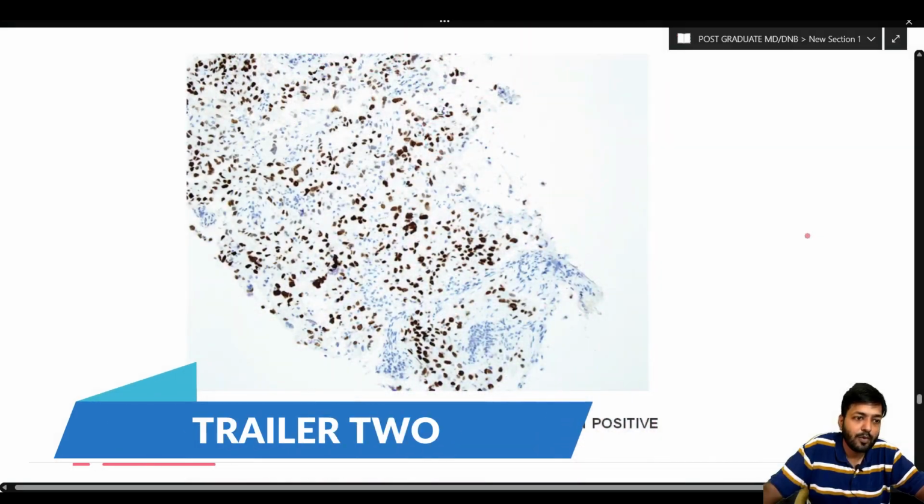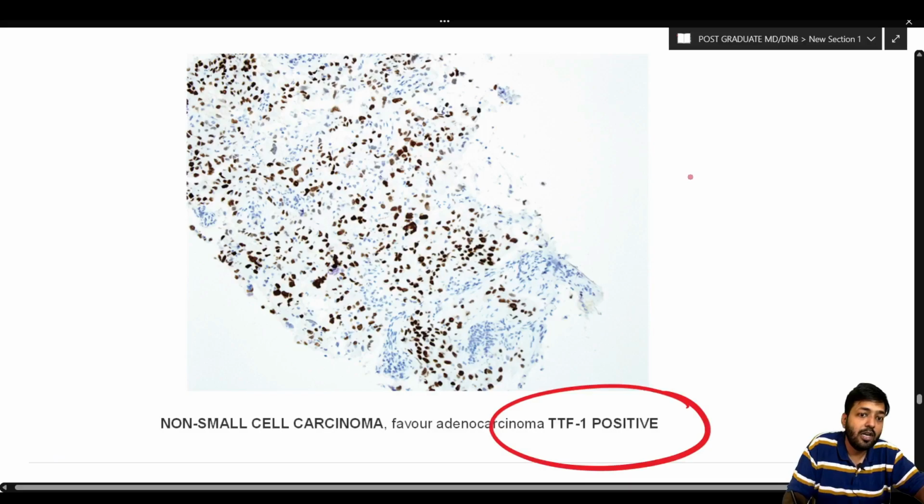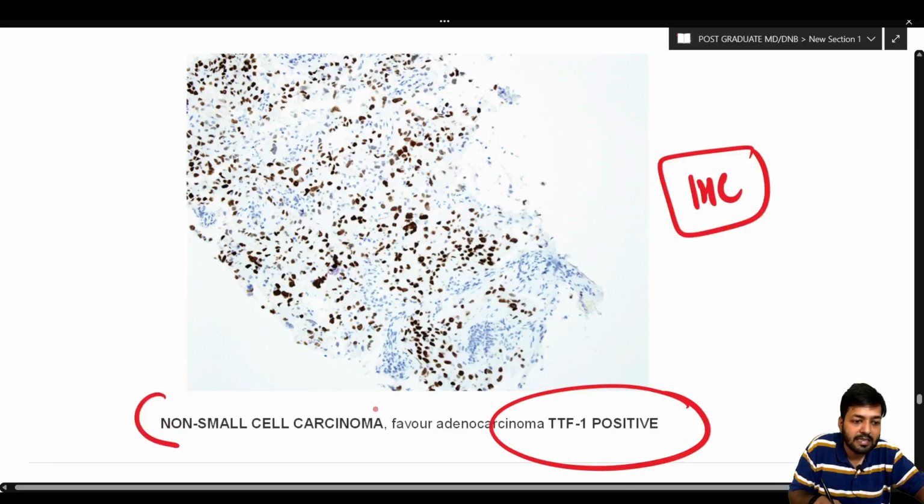So this is the nuclear positivity of the TTF1 as we can appreciate. But if you are requiring the IHC, then you will give the diagnosis as non-small cell carcinoma favors adenocarcinoma, and then you give the TTF1 positivity result.